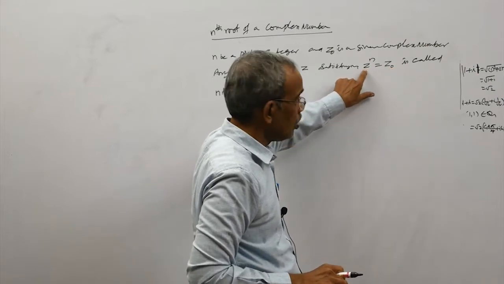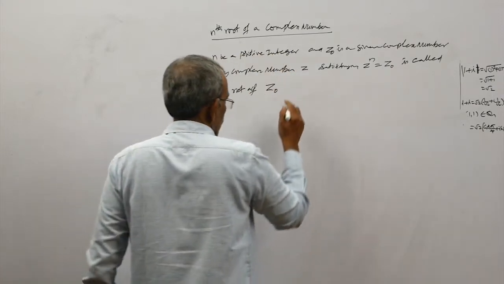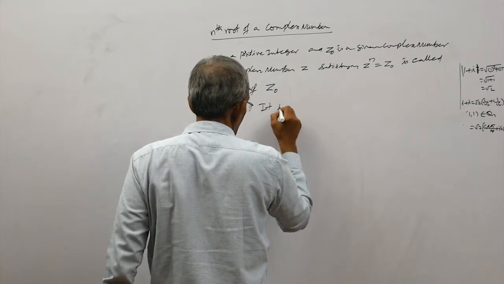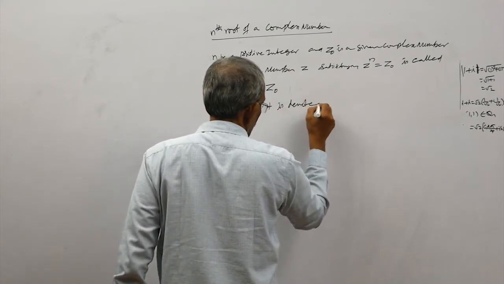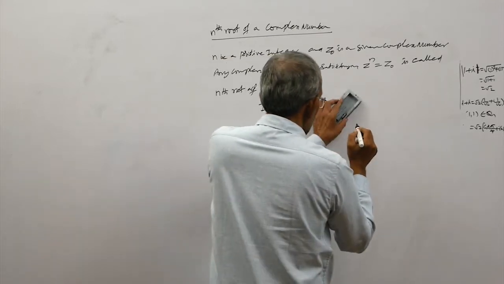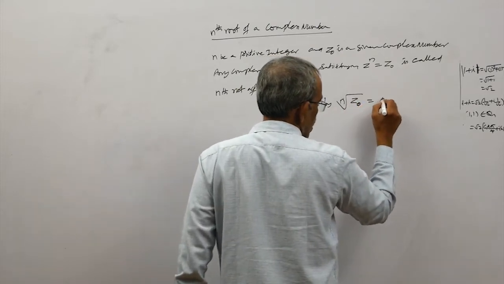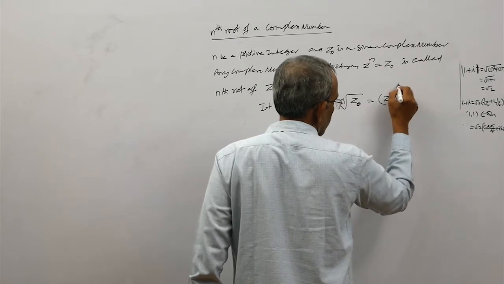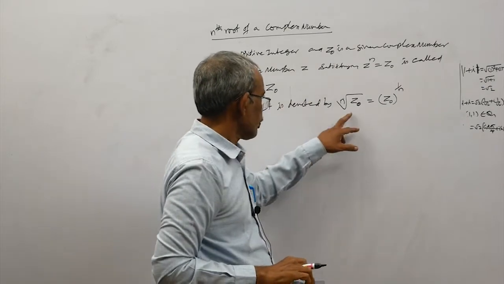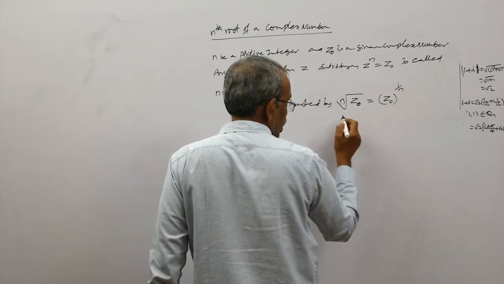Here z is equal to z naught whole to the power of 1 by n. It is denoted by nth root of z naught. The nth root of z naught means z naught whole to the power of 1 by n. This is equal to z.